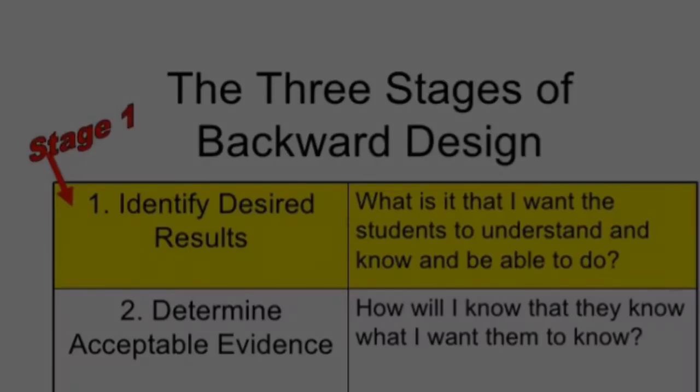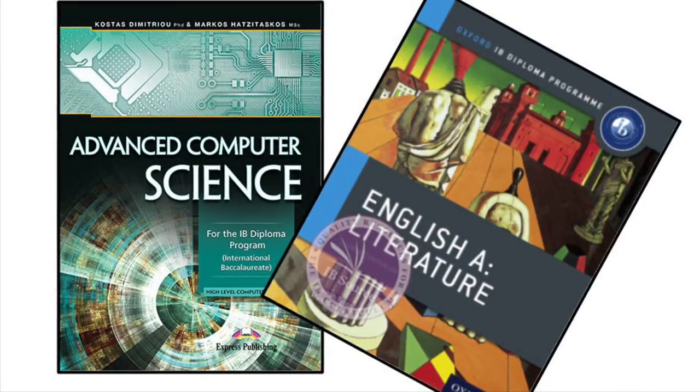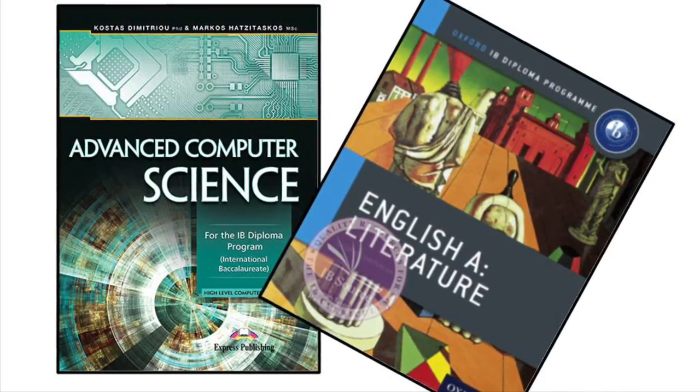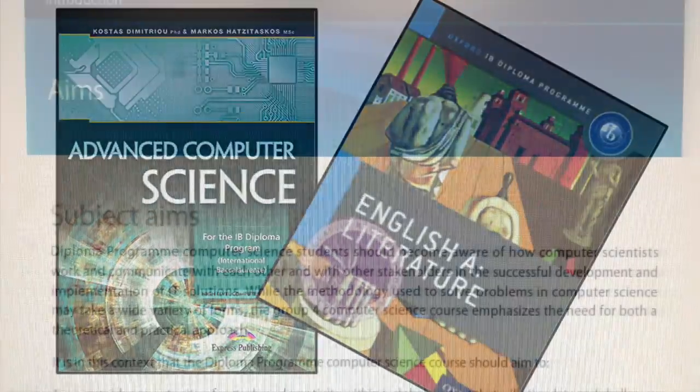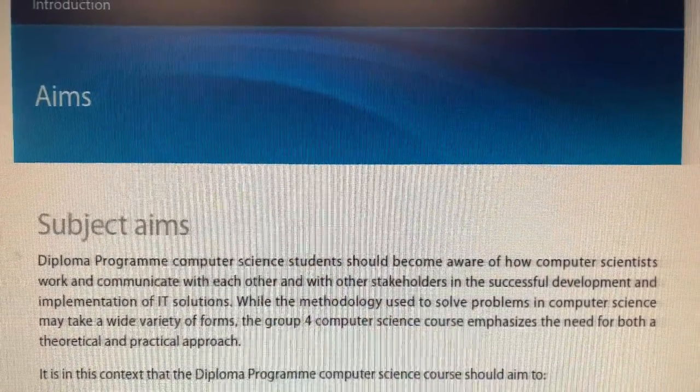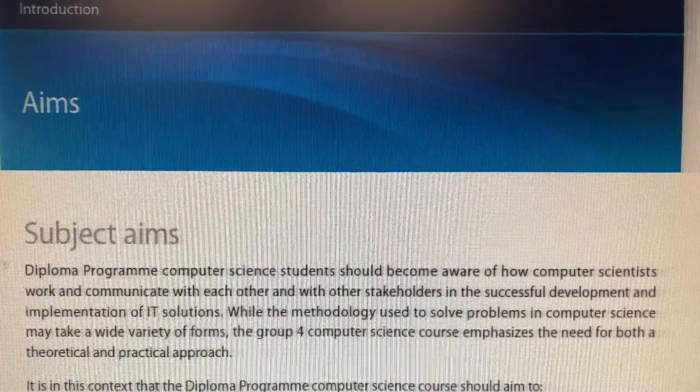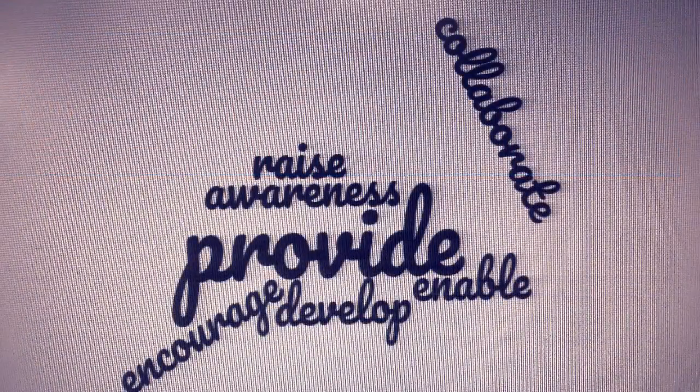Worthier aims can be found in your IB course guide. In fact, that's what they're called, the aims of your course. Each aim starts with a verb. Here's a wordle of the 9 verbs that drive the aims of the IB computer science class. What do you notice about these verbs?